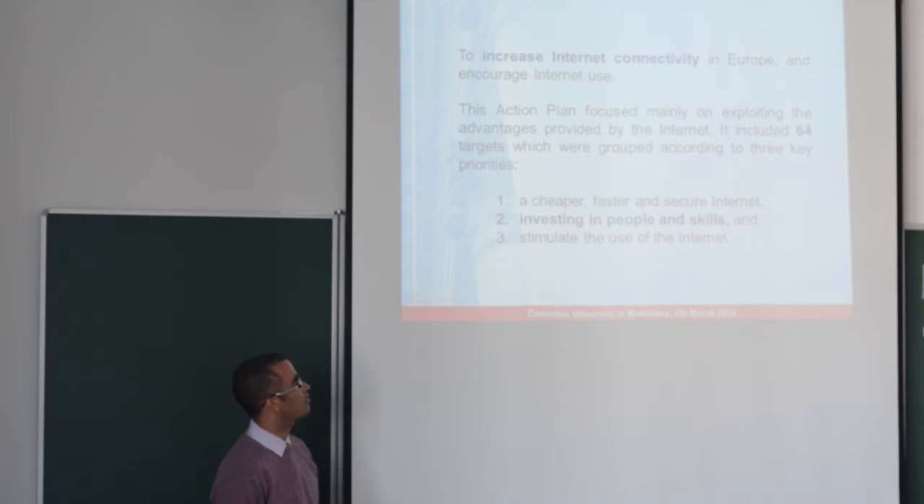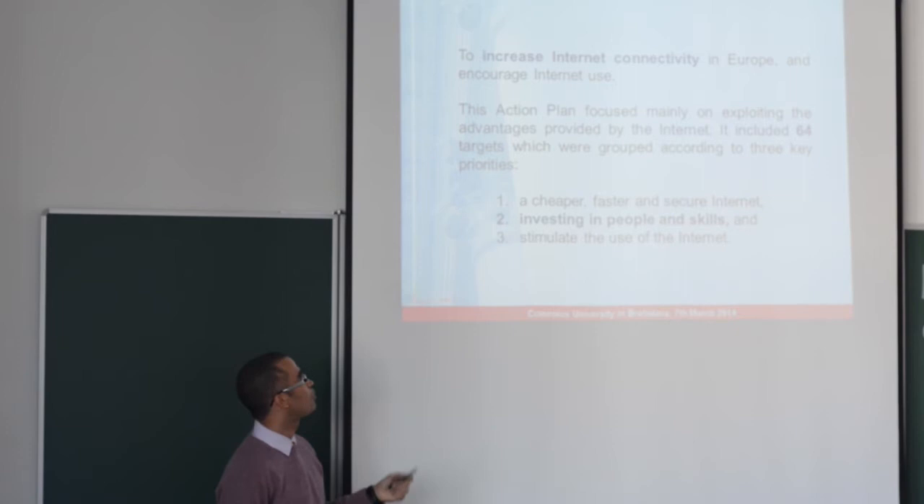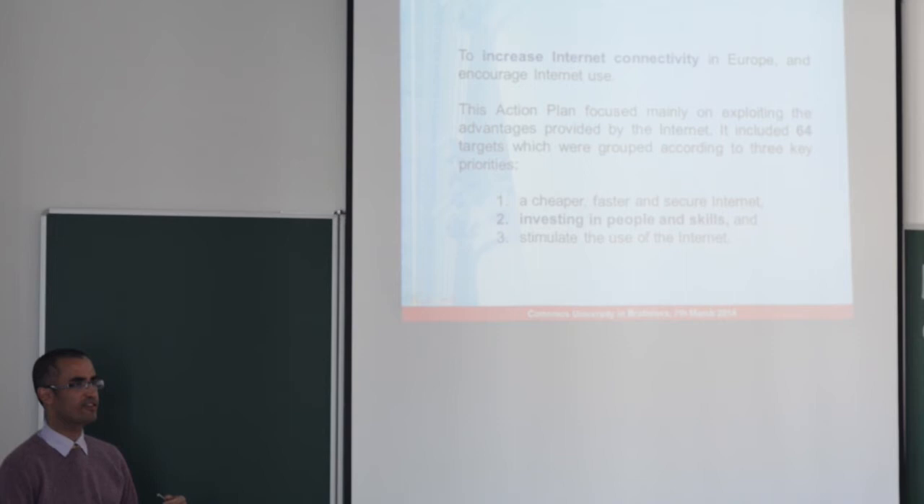So the main priorities were grouped in a cheaper, faster, and secure internet. Investing in people and skills, I highlight that because for us it's the most important to talk a little bit about in this presentation because it's related with skills and people, and stimulate the use of internet. I'm going too fast? It's okay? Can you follow me? It's okay. Okay, thank you.